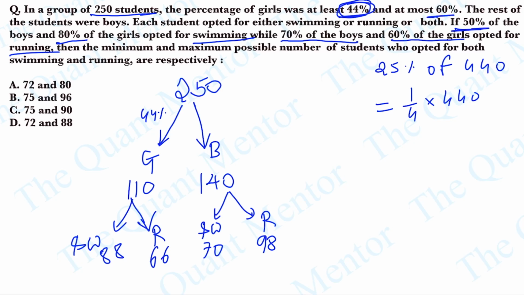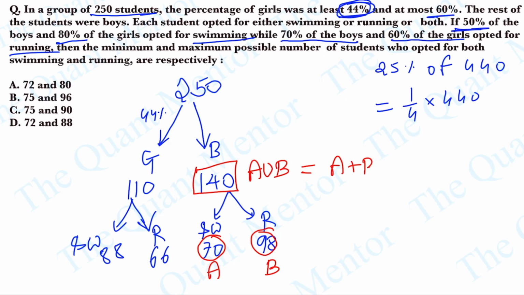The next step is, we have a total of 140 boys. And out of these 140 boys, 70 boys do swimming and 98 boys do running. Let's call this set A and let's call this set B. And 140 is the total number of boys, which will be A union B, right? Now we know that A union B is always A plus B minus A intersection B. So basically, the total number of boys is the number of boys who prefer swimming plus the number of boys who prefer running minus the number of boys who do both.